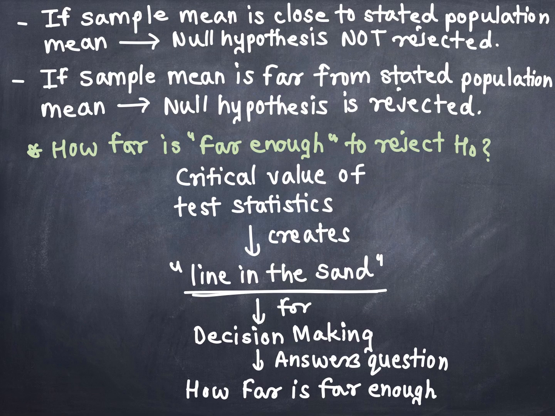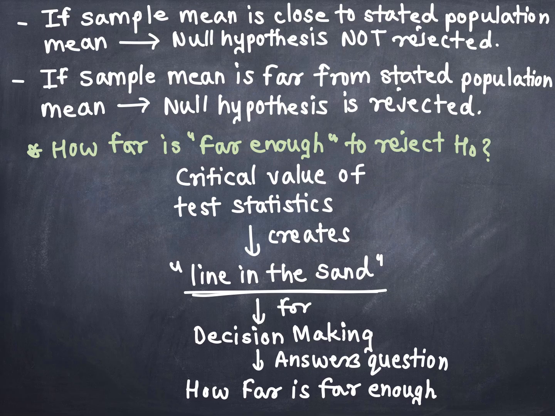Now we will discuss another important thing. Say for example, if the sample mean is close to the stated population mean, it means the null hypothesis is not rejected. But if the sample mean is far from the stated population mean, then the null hypothesis is rejected. Null hypothesis is rejected means we are going to accept the alternative hypothesis.